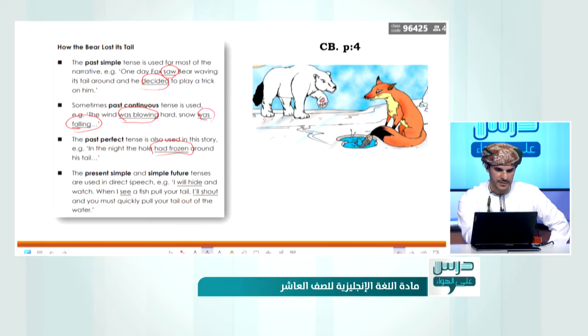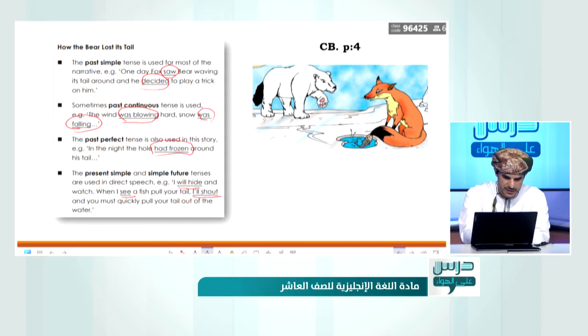Okay, the present simple sometimes is used with even simple future tenses, used in direct speech, like when the characters speak. When the characters in the story speak, you should use present simple or simple future. Like here, I will hide and watch. When I see a fish pull your tail, I will shout.